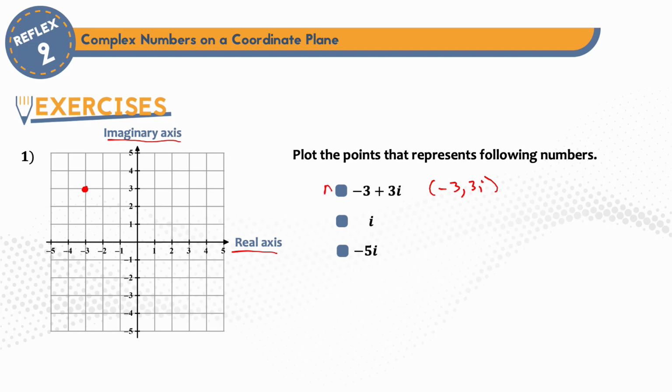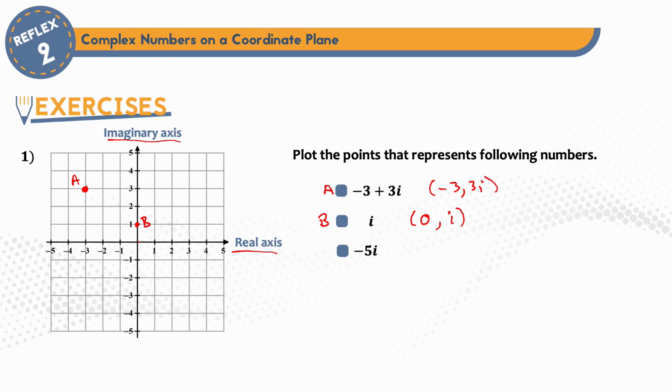I'm just going to label it A. Then we have i. We don't have a real number, so the real part is 0, and then we have just i, like an imaginary 1 in front. So we have 0, we're going to go to i, so it's going to be on the imaginary axis. We'll label this one B as well.